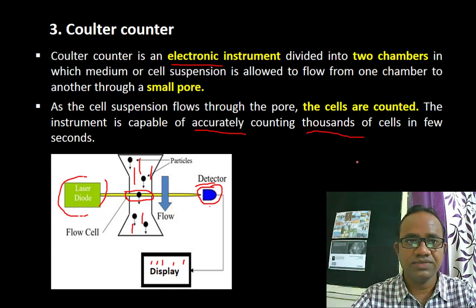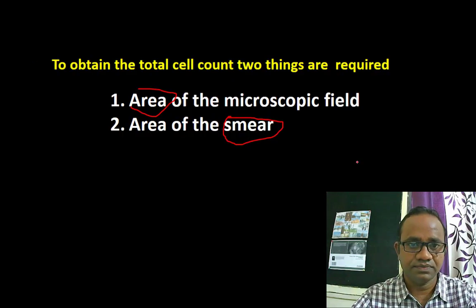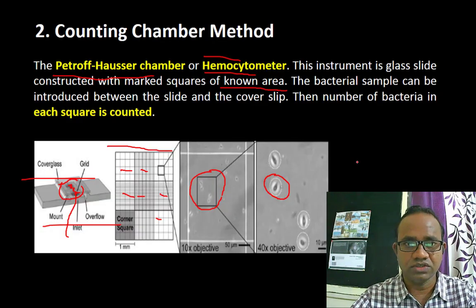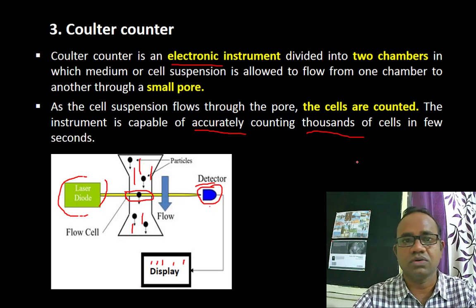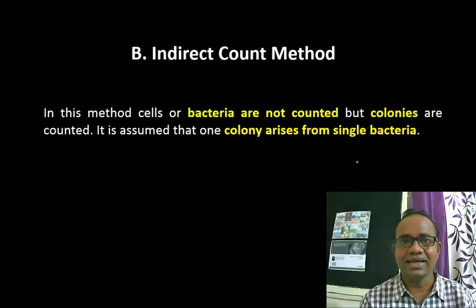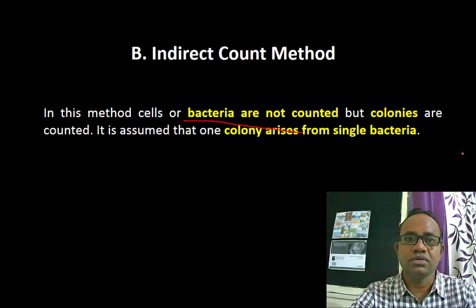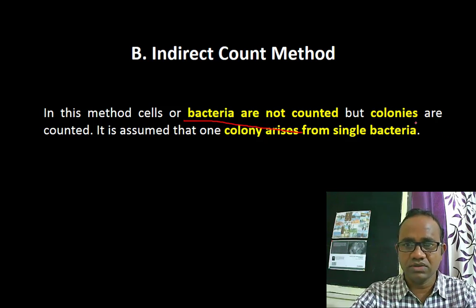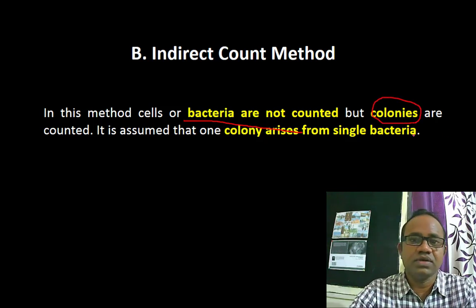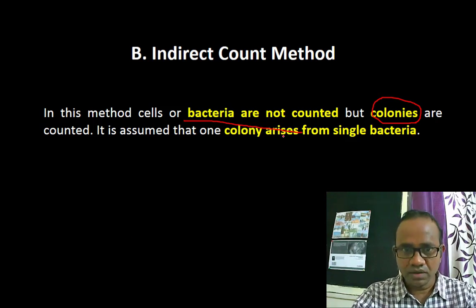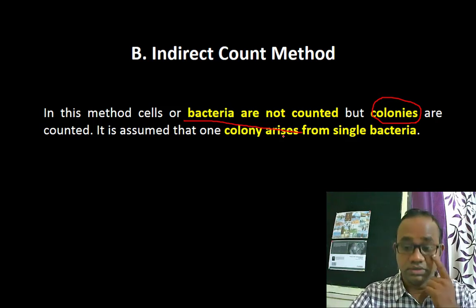So these are the three direct methods: one is the Breed method, second is the counting chamber method, and third is the Coulter counter method. Now we will see the indirect method. In an indirect method, bacteria are not counted; the colonies are counted. It is assumed that one colony is produced from one bacterium. So this becomes the indirect count. Instead of counting the cells directly, you count the colonies.